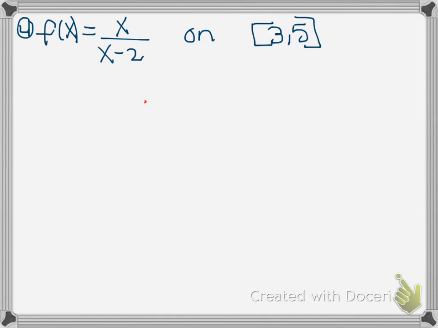And f of x equals x over x minus 2 on the interval from 3 to 5. All right, now let's switch to red. Okay, go ahead, pause the video, try it. See what you can come up with, and think about some things that are happening because our function is a rational function to start with.